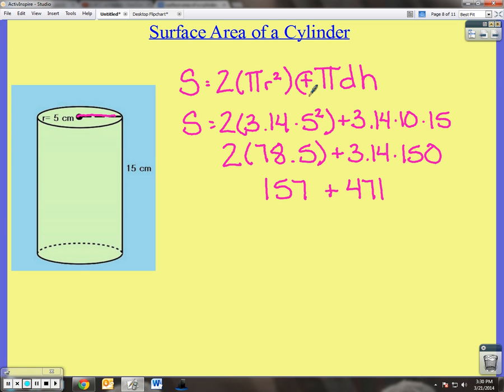Now remember, some of you were multiplying these together. This is an addition sign, not a multiplication sign. Addition. I will add the area of the two bases plus the lateral area, that circumference of the circle, times the height of the cylinder. Remember to add here. I will now take those and add them, so 471 plus 157 equals, we have a surface area of 628, and the unit of measure is centimeters, and because we're dealing with surface area, we're dealing with square centimeters. There's my answer for that one.